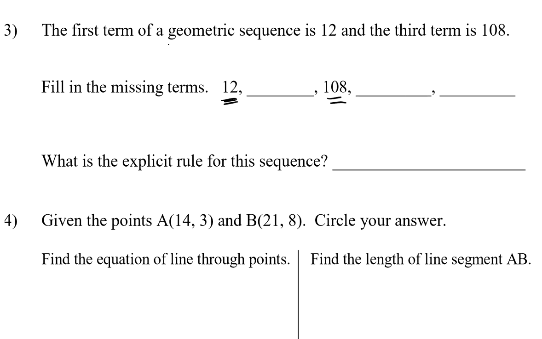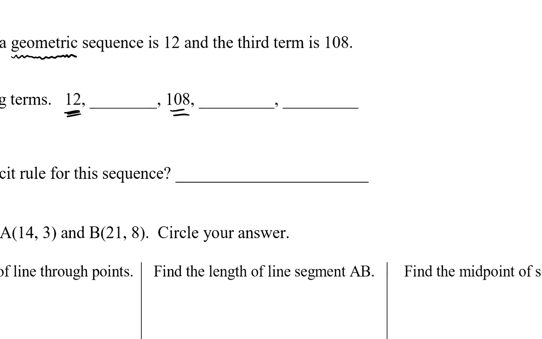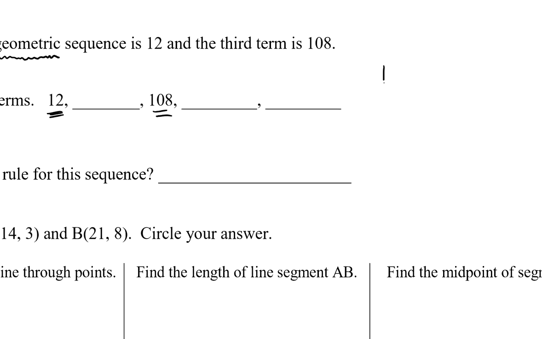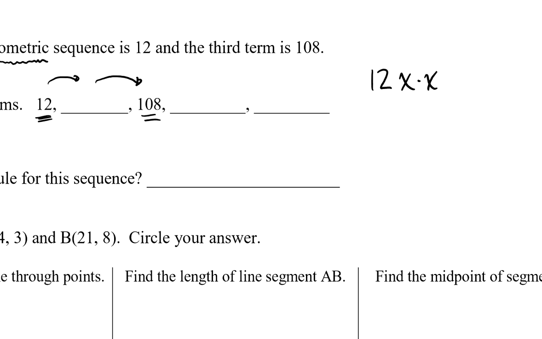So this tells me that it's a geometric sequence. That means I'm progressing forward by using multiplication. So if I look at this a little bit, I'm starting with 12 and I need to multiply by some value. I'll just call it x two times, right? Because I'm going to jump once and twice. And if I start with my 12 and I multiply by x, my common ratio, twice, I should land at the number 108.